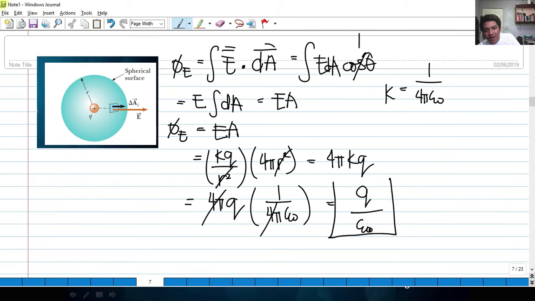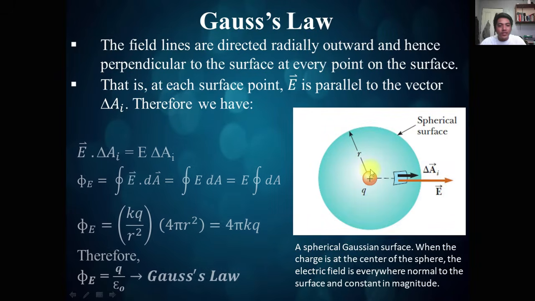And this is what we call Gauss's law. It states that the electric flux through any closed surface is proportional to the total net electric charge. Okay, total net electric charge. So this is now our Gauss's law. The formula is pretty simple: Q over epsilon sub 0.